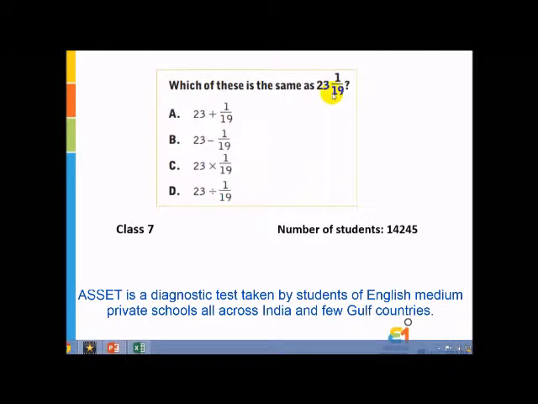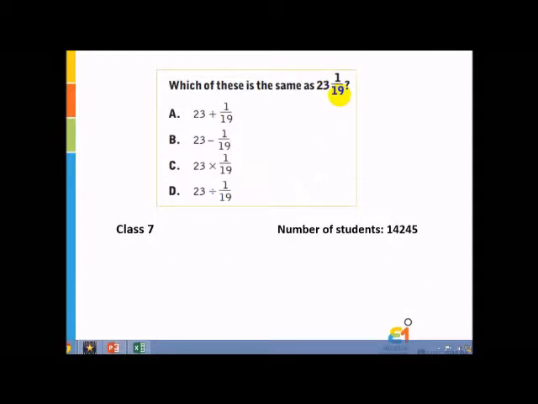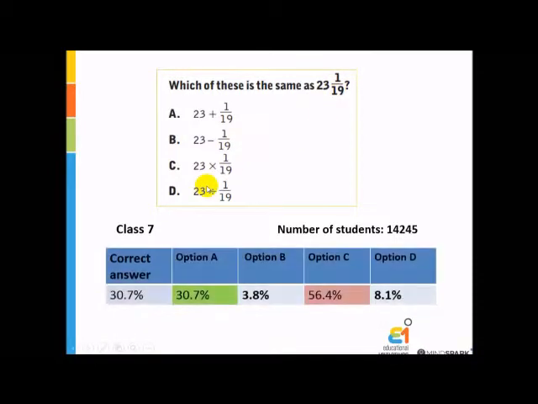We asked this question to class 7 students in ASSET. Which of these is the same as 23 1 upon 19? Any guess about the misconception that a student may have regarding the notation? About 56% of 14,245 students in class 7 think that 23 1 upon 19 is 23 times 1 upon 19.